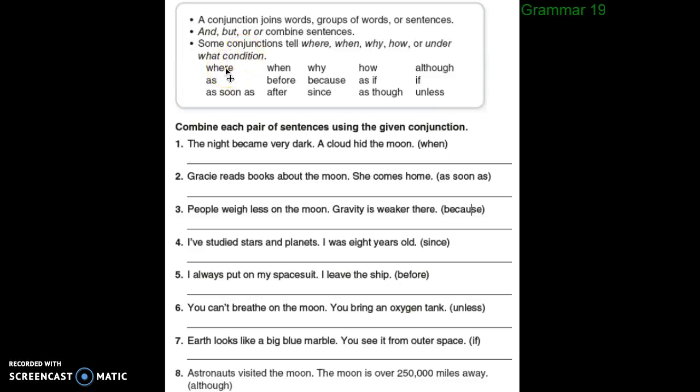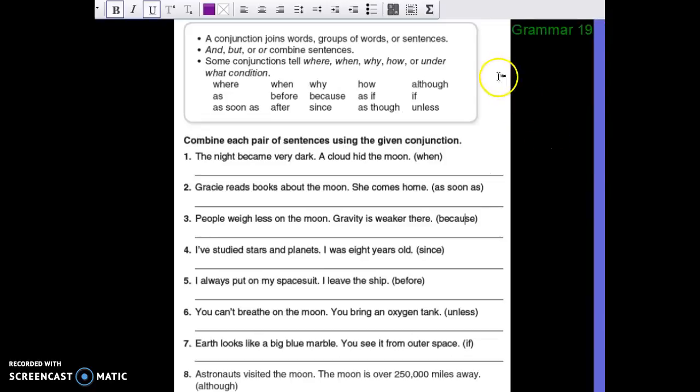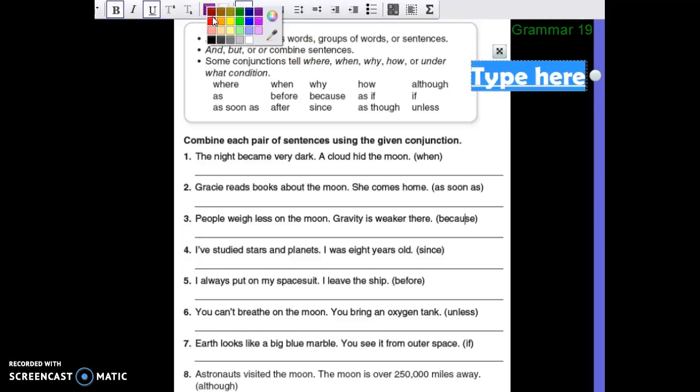So, other conjunctions we'll use today are where, as soon as, when, before, after. Some why conjunctions are because and since. How conjunctions are as if and as though, and then although, if, and unless are some other conjunctions we can use to make complex sentences. So we're going to be taking the sentences below and turning them into complex sentences.